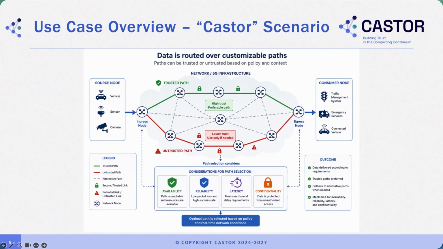Here's what CASTOR changes. Instead of a blind generic path, the path is now selected and monitored against network and trust requirements. CASTOR sits underneath the application and continuously assesses the trust and quality of the route. If the path degrades, the system knows, and it can notify. Same safety services, but now running over a path we can reason about.